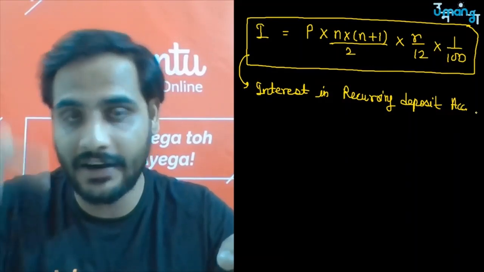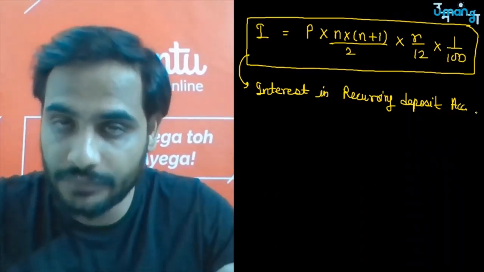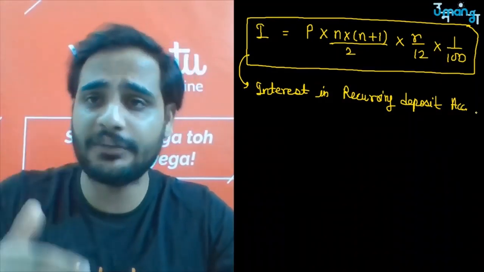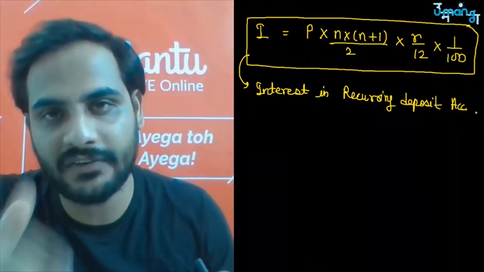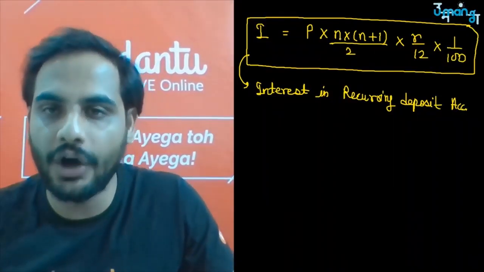That is why we are dividing by 12. If they give you rate percentage per month, then no need to divide by 12. But in most of the questions it will be given as rate percentage per annum. N is your number of months.